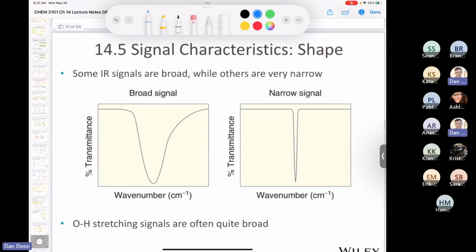The last characteristic of a signal is its shape, okay? Some signals are broad, and some of them are very narrow. Now, why would that be? Well, this is actually connected to bond strength, if you can believe it or not. So things like an alcohol, for example, the oxygen-hydrogen stretching in an alcohol or a carboxylic acid usually gives you a very broad stretching frequency, a very broad signal. And there's a good reason for that. Like I said, it's tied to bond strength, and it's also tied to the idea of hydrogen bonding.